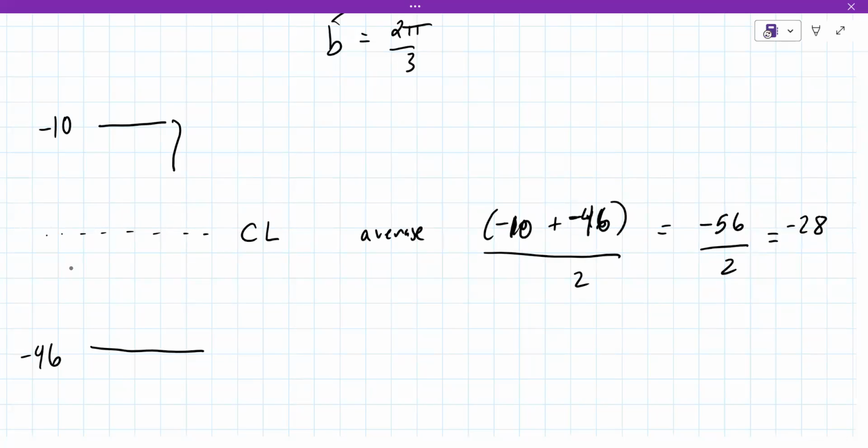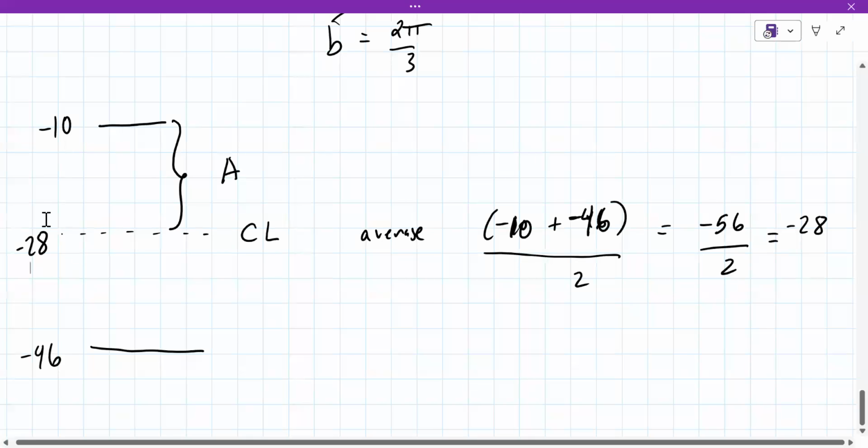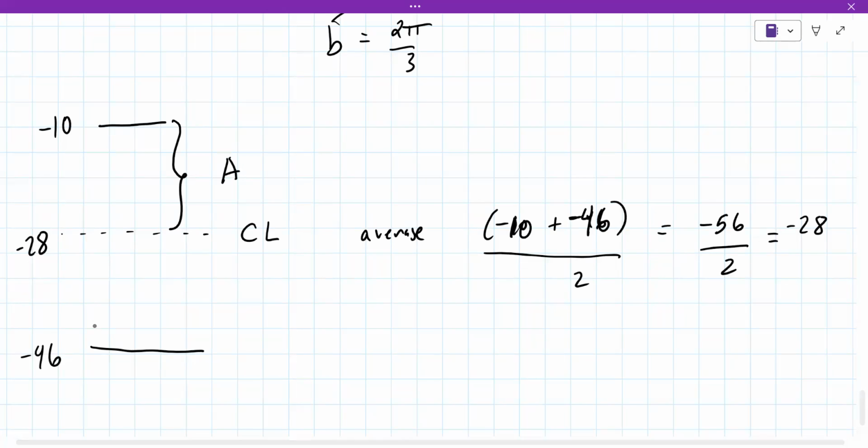The other thing that you need is this distance here from the center line to the top or the bottom. That's the amplitude. It can be a little bit awkward with negative numbers. You just need the actual distance. You don't need to worry about whether it's positive or negative. You just need, how far is it? And you can see that it's 18. There is a formula for it, which I can give you at the end.